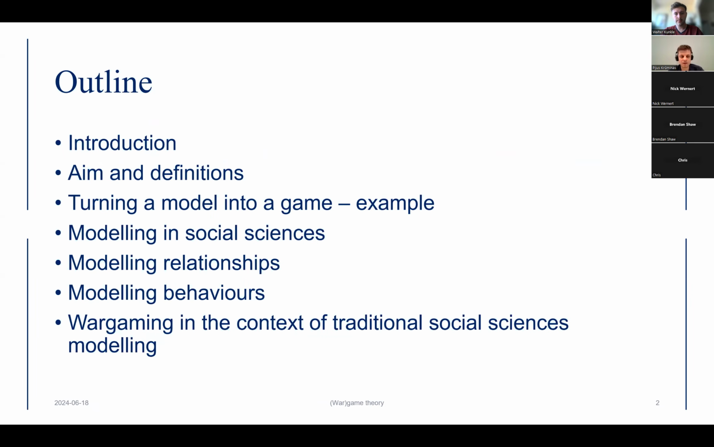We'll start with the aim and introductions, and then I'll switch to an example of how I came into using games more extensively in the classroom. But I also think it illustrates what wargaming can learn from other types of models that social scientists use. And then we'll discuss these things a bit more in depth.